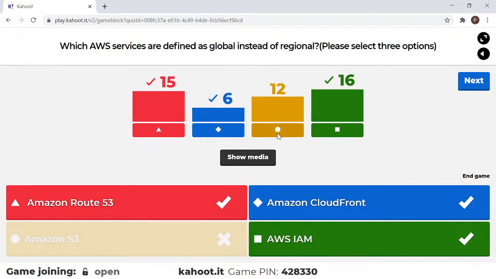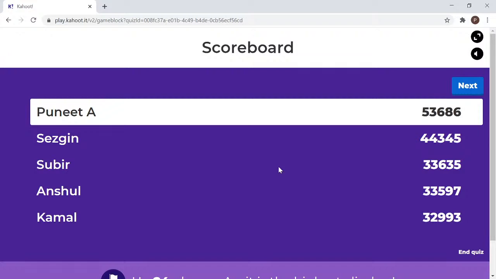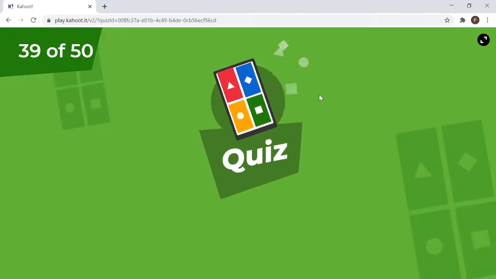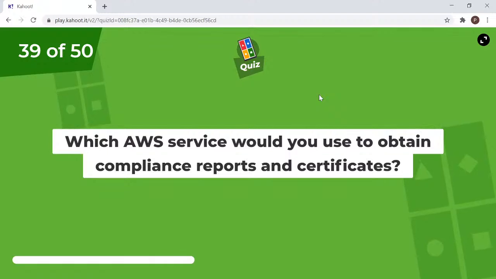Let's see if this changes the scoreboard. I'll be really interested in that. Not at all. Everyone is holding their position way too strongly, which is great. We have 12 questions left now.